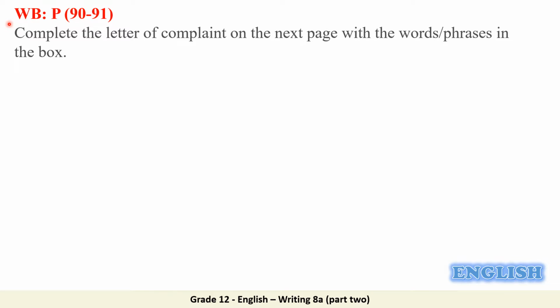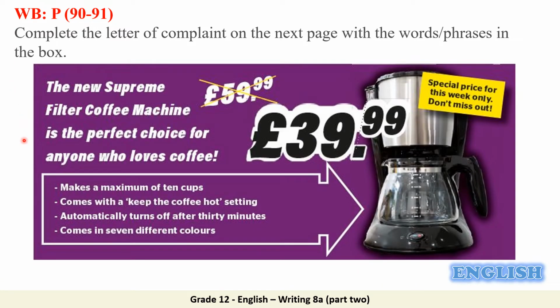Well, now I want you to open your workbooks on page 90. What can you see in this picture? What kind of text is that? Wonderful. It is an advertisement. What is advertised? It is a filter coffee machine with a lot of things to attract the reader so that they buy the product advertised. Well, next we will have a model letter of complaint, and you're supposed to fill in the gaps using suitable words.